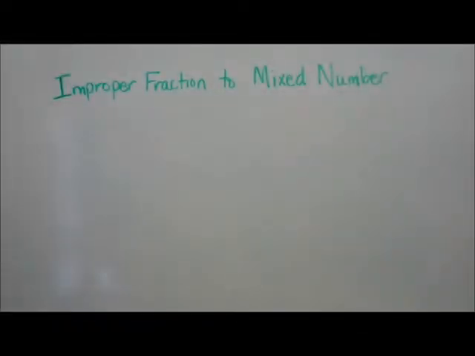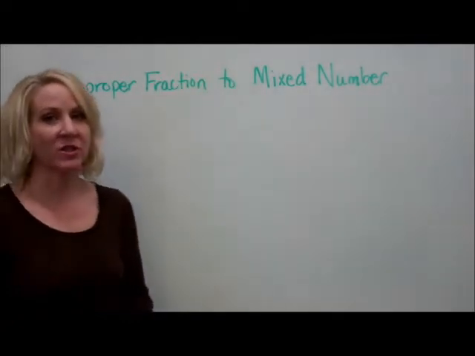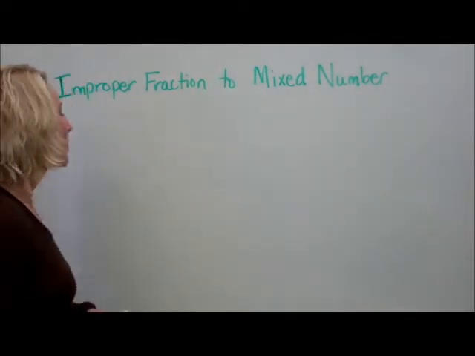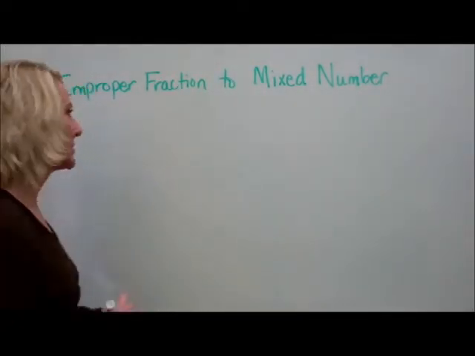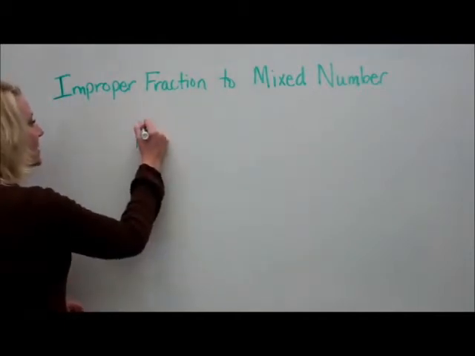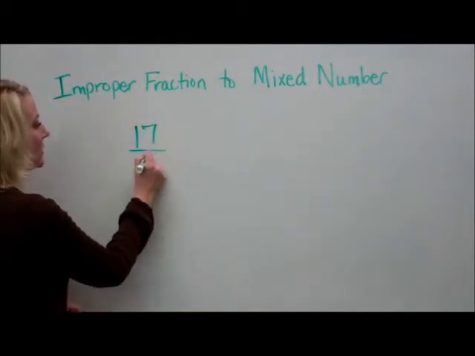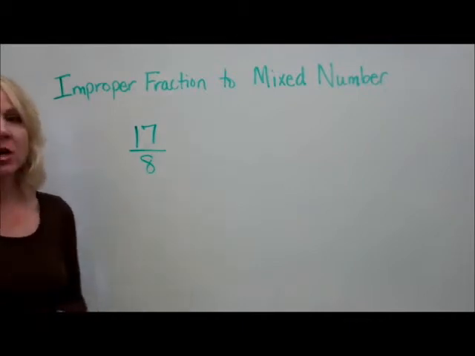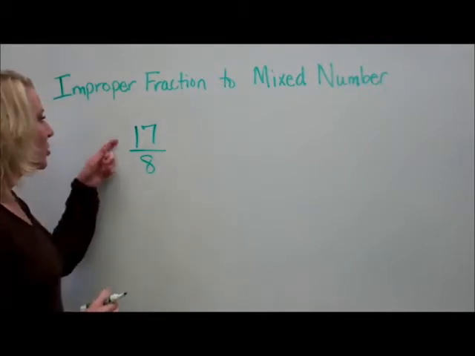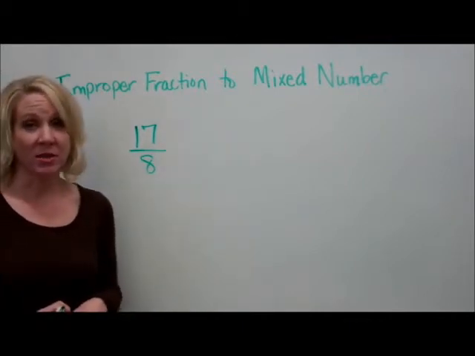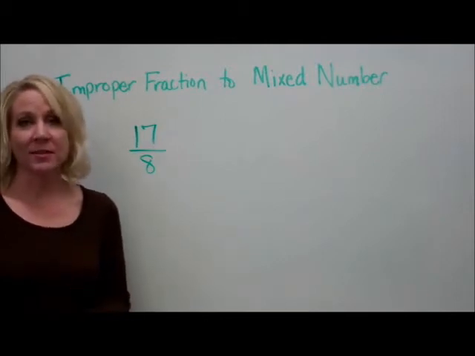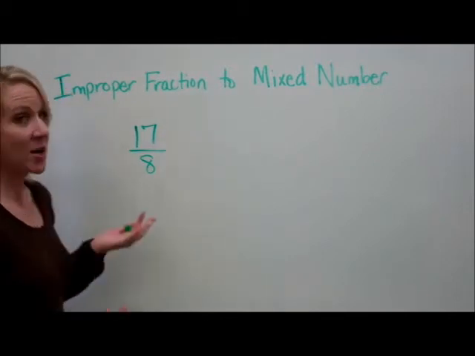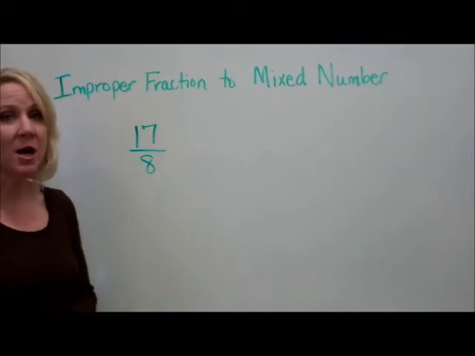Sometimes when we're manipulating fractions, we're going to end up with a fraction that we call improper. An improper fraction is a fraction such as this, 17 over 8. The reason why this is called improper is because the numerator is larger than the denominator. I often refer to these as top-heavy. The fraction is top-heavy. The numerator is larger than the denominator.